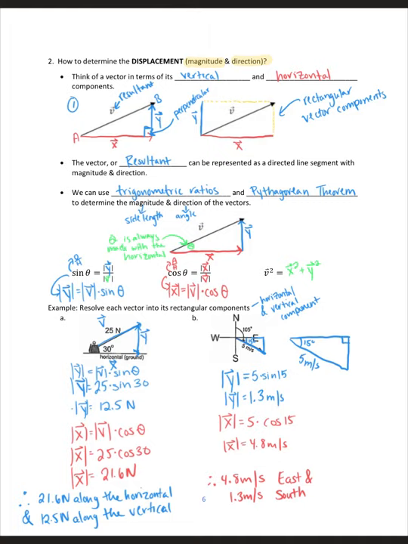And because this is on a compass, we can identify if the direction is north, east, south, or west. So we are moving 4.8 meters per second in an east direction, and then 1.3 meters per second in a south direction. So let's continue looking at a few word problems, and then we are all set for today.